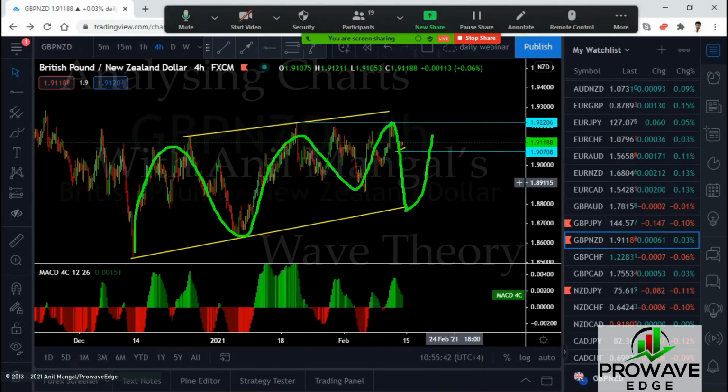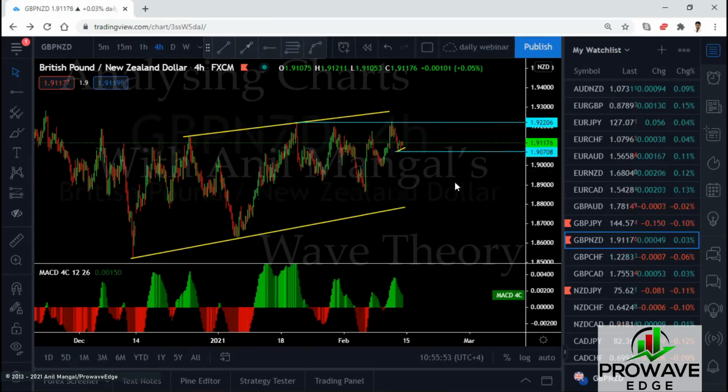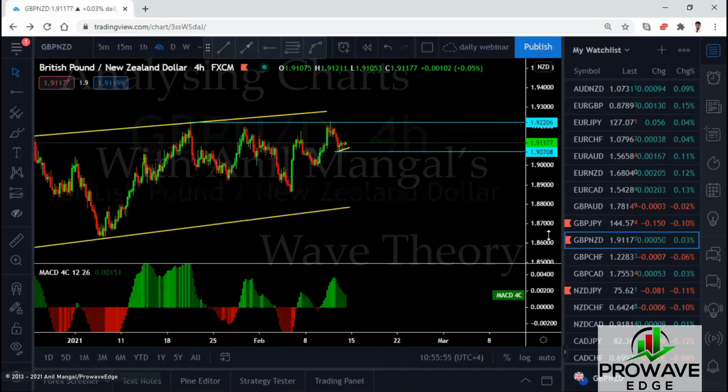So you could come back here and go back up, or you could come back there and break out. But this is a trade we're looking for today. Would it happen? I don't know. We'll wait and see if that happens. If that happens, we'll be in the trade.